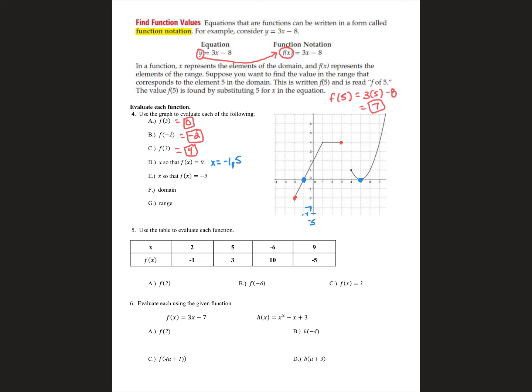Right? There are no points that correspond to -5 as an output value. So we're going to write this as undefined, since there is no input value that gives me an output of -5.